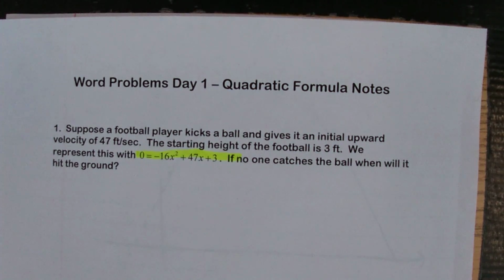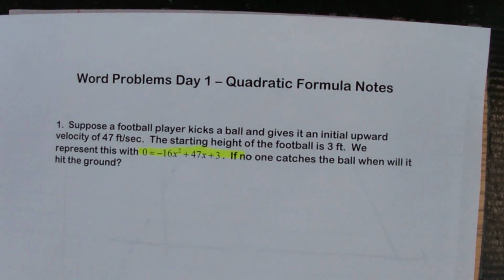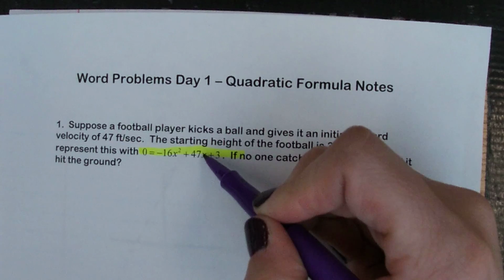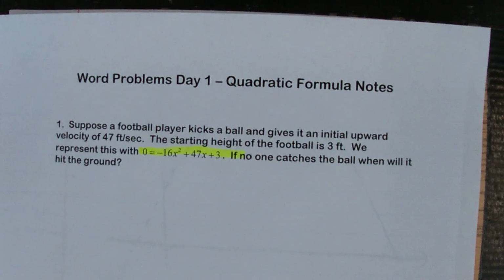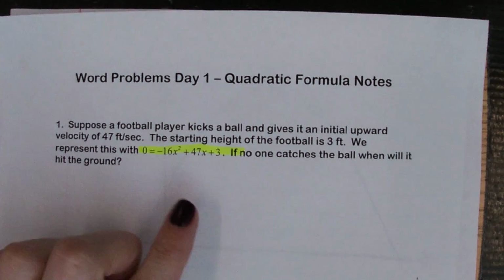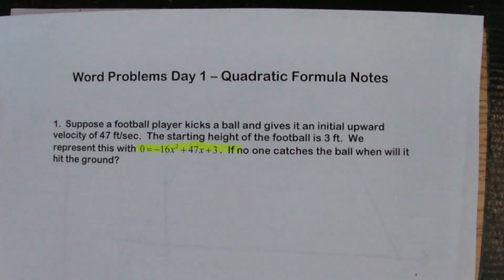Now, we are going to talk more about, as we go further into this, that negative 16 is gravitational pull, right? When something goes up, it comes down because of gravity. The 47 in front of the x is going to be representing our feet per second, and our ending value, our constant, is always our starting height. Okay, but it gives you the equation for you. You don't have to write it. You don't have to come up with it. It's the great thing about that.